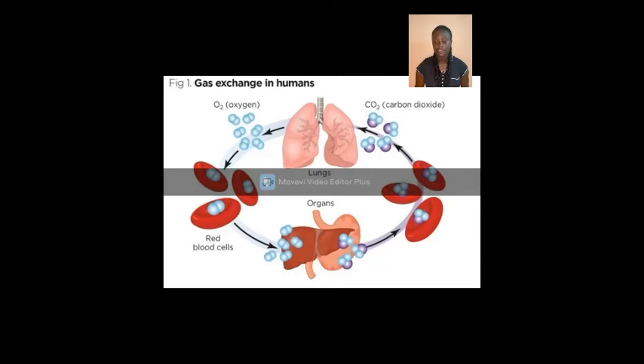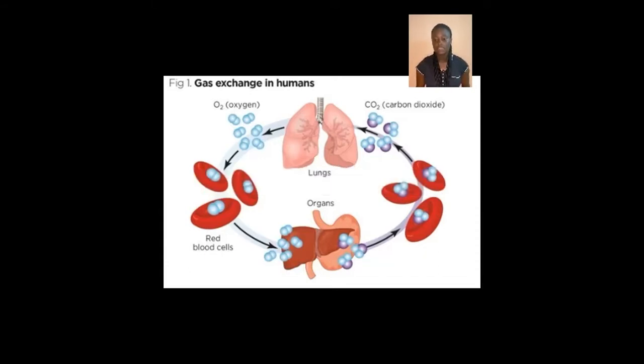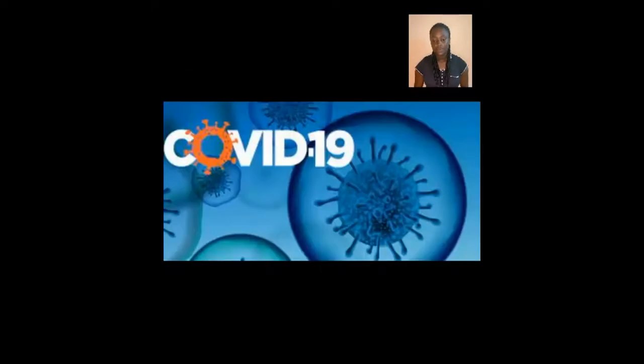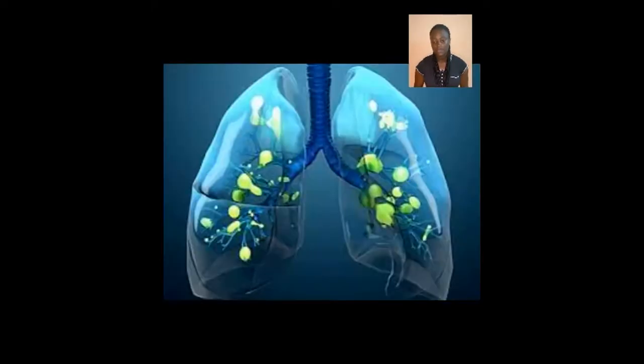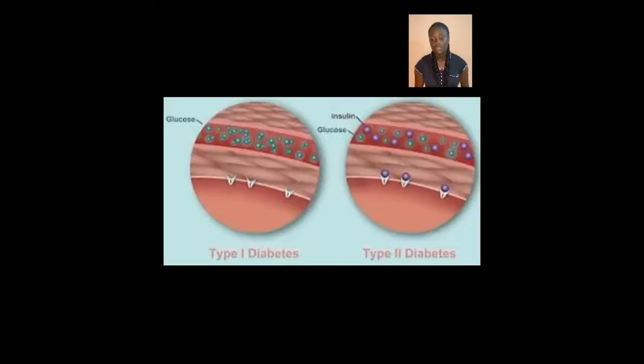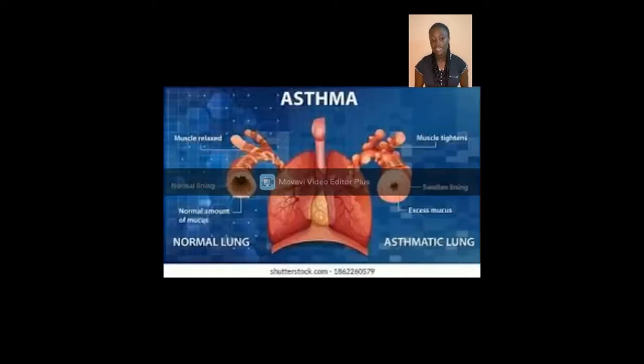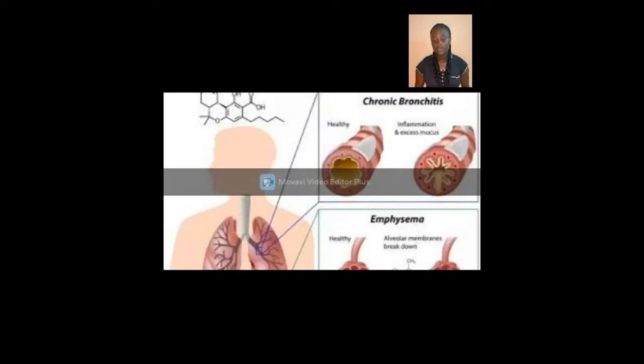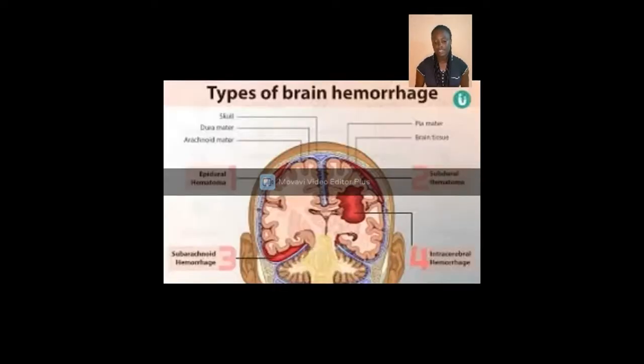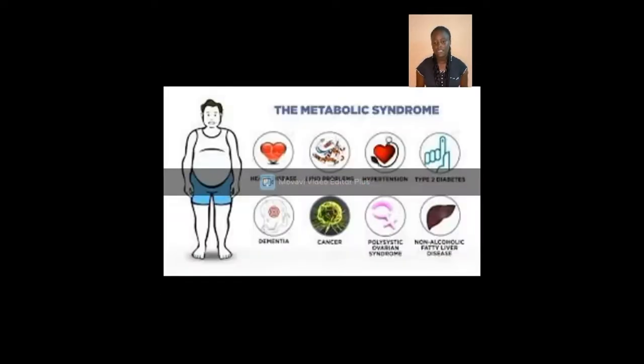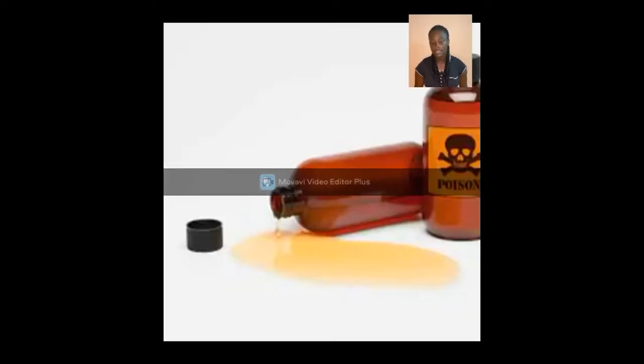ABGs are drawn for a variety of reasons. These may include concern for COVID-19, lung failure, kidney failure, shock, trauma, uncontrolled diabetes, asthma, chronic obstructive pulmonary disease, hemorrhage, drug overdose, metabolic disease, and chemical poisoning.